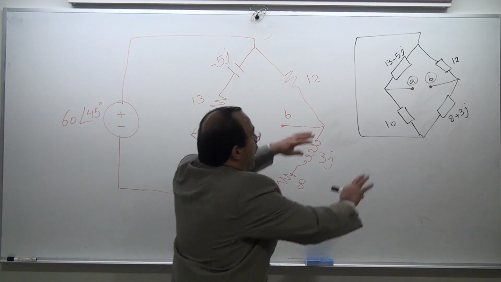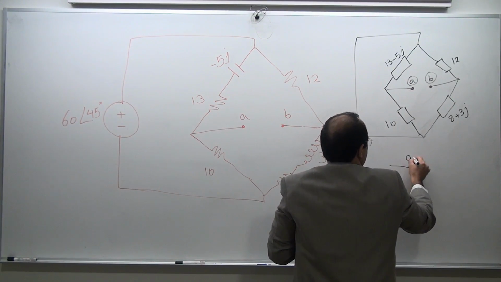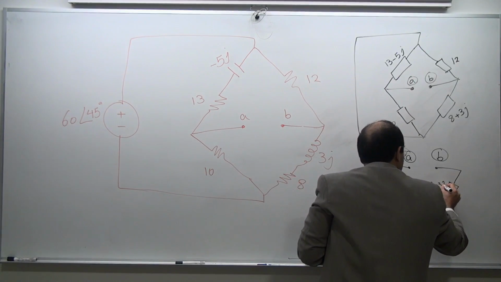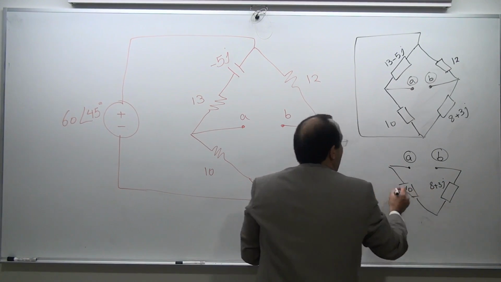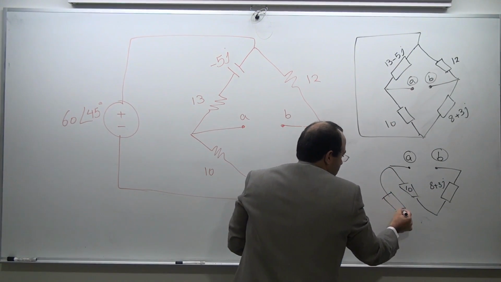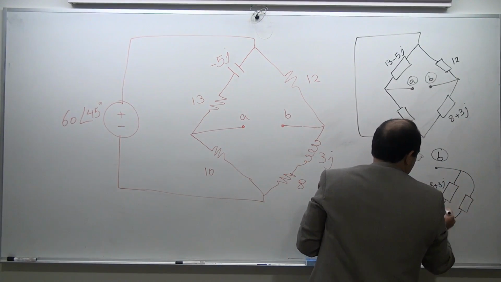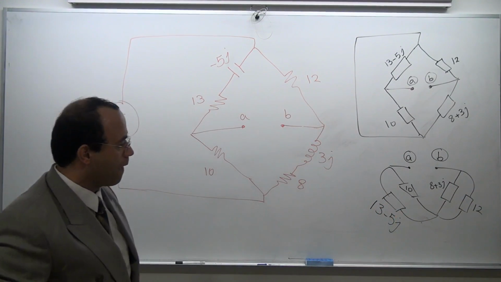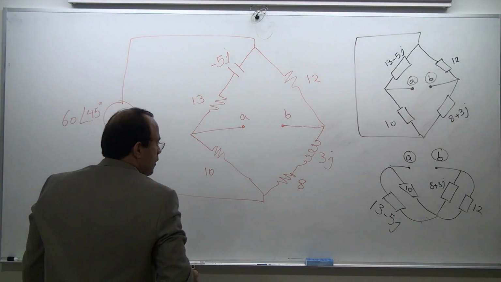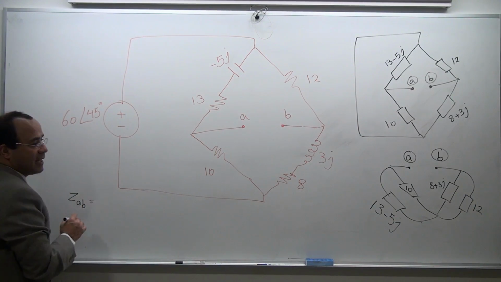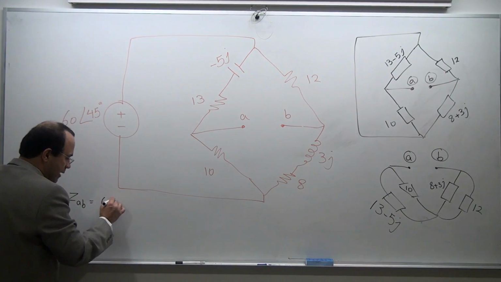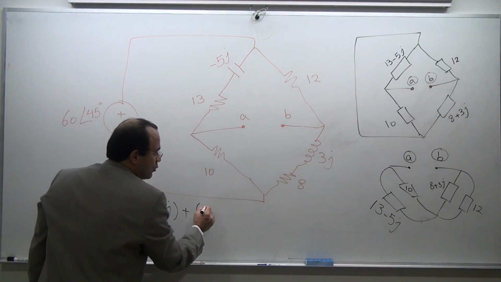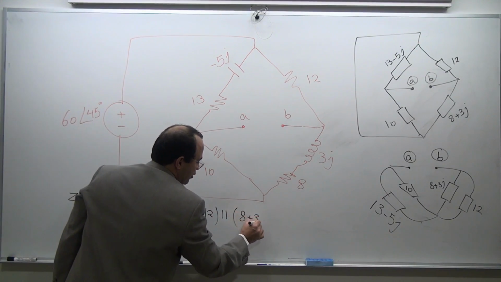So let's do it. I want you to fold this. When you fold this, it's A, it's B. You have an original 8 plus 3J. You have an original 10. But what happens is that when you fold this one comes in. This one comes in. That's your 12. That's your 13 minus 5J. Okay. So what is my ZAB? My ZAB is the parallel of these two guys. I'm going to write it down. 10 in parallel with 13 minus 5J plus, they are in series, outcome, 12 in parallel with 8 plus 3J.